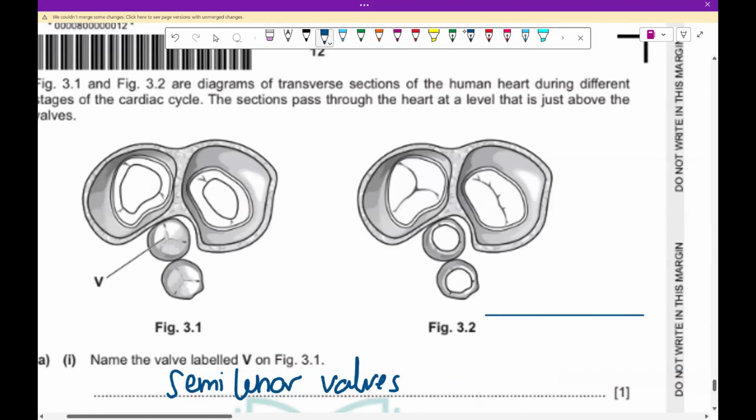Transverse is basically cutting it horizontally, and a longitudinal section will be cutting it vertically.